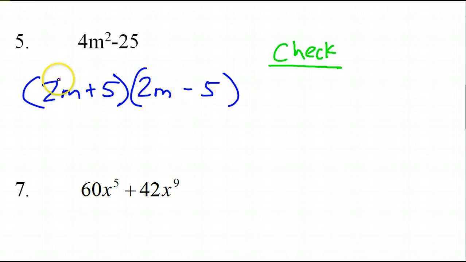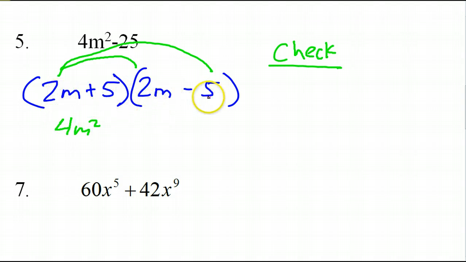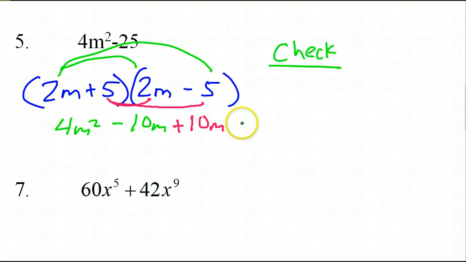The way I would check this is by doing the double distributive property. So let's do 2m times 2m, and so that's going to give me 4m squared. And then 2m times negative 5, that's going to be negative 10m. Okay, now let's distribute the 5. So 5 times 2m, it's going to be a positive 10m. And 5 times negative 5 is negative 25. Okay, now if we factored correctly, this should get us back to where we started from.